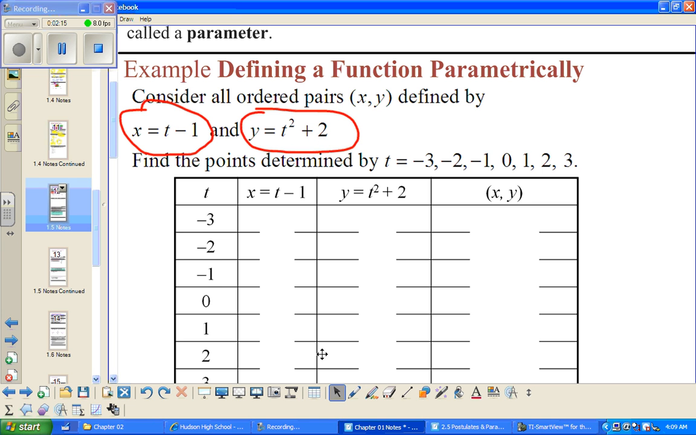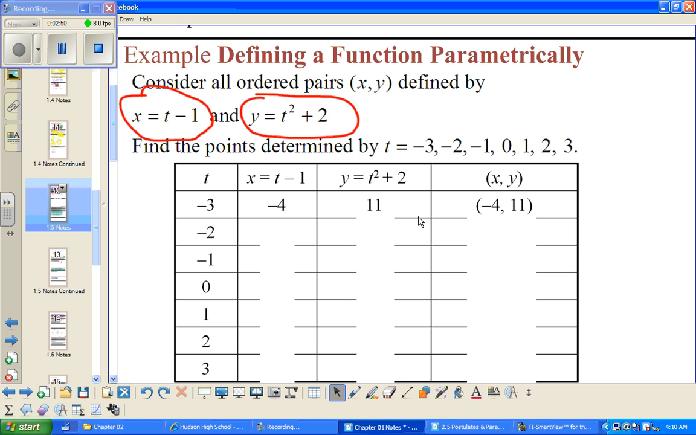For example, if I plug in negative 3 for t in t minus 1, I'd take negative 3 minus 1 and get negative 4. If I do the same thing and plug negative 3 into the y equation, I'd take negative 3 squared plus 2, which would be 11. That tells me that when I use the parameter of negative 3, I get negative 4, 11 as my coordinate point.